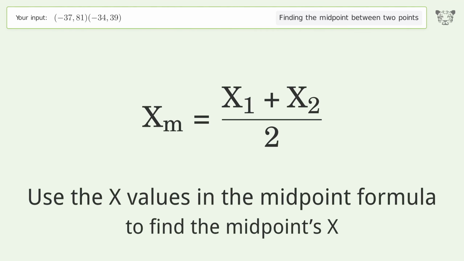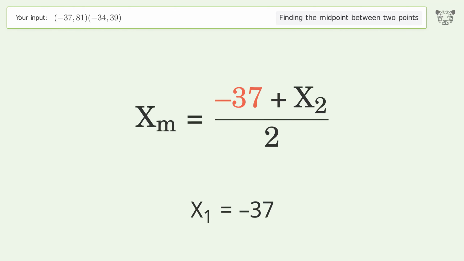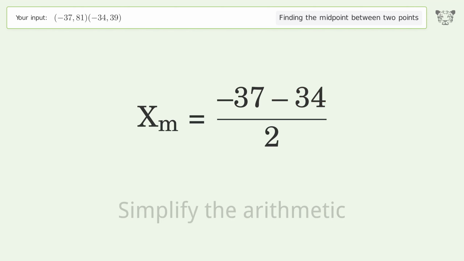Use the x values in the midpoint formula to find the midpoint's x. x1 equals negative 37. x2 equals negative 34. Simplify the arithmetic.